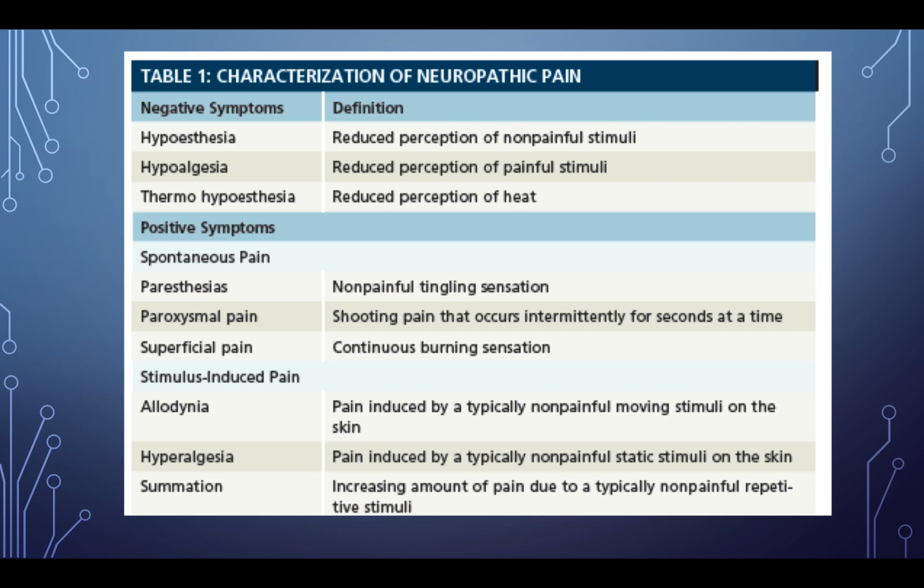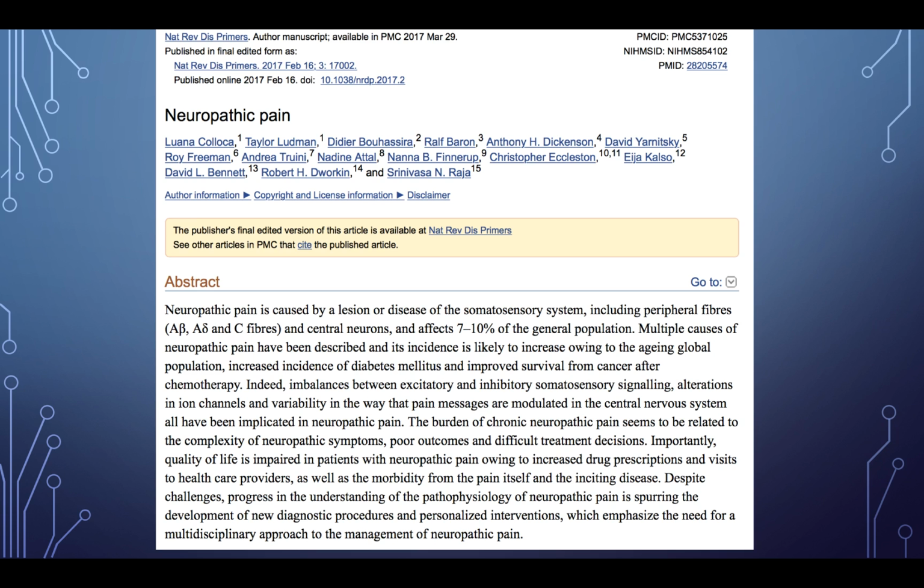And then some positive symptoms: they can have spontaneous pain, paresthesias, so non-painful tingling sensations, paroxysmal pain, so shooting pain that occurs intermittently for seconds at a time. I'm sure you've all had a low back patient. Superficial pain that can be a continuous burning sensation. Stimulus-induced pain: allodynia, so pain induced by typically non-painful moving stimuli on the skin. Hyperalgesia, so a painful stimulus that's induced by typically non-painful static stimuli on the skin. And then summation, so increasing amount of pain due to typically non-painful or repetitive stimuli. So aggravating that area enough to where it becomes painful. Neuropathic pain.